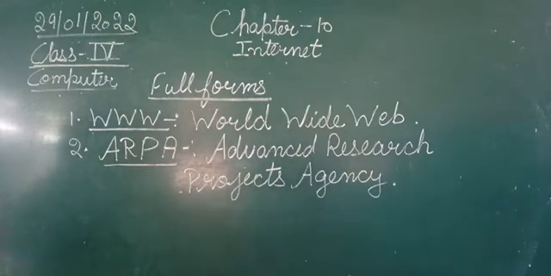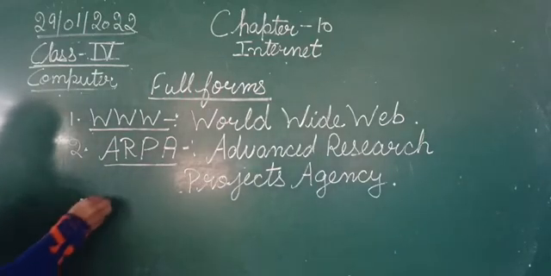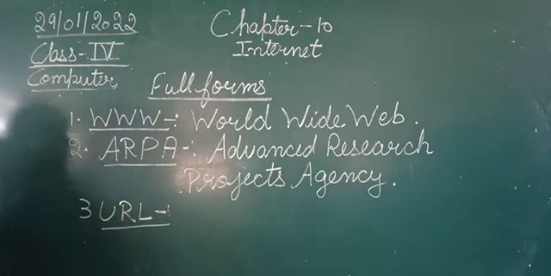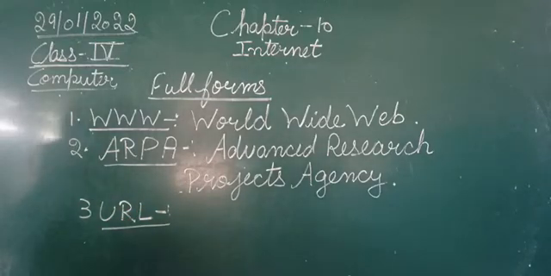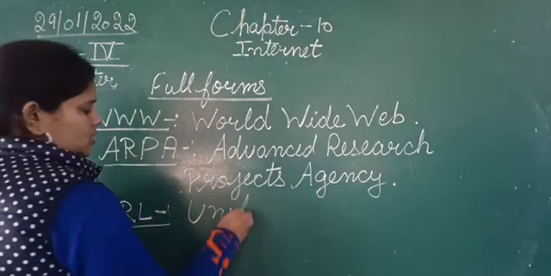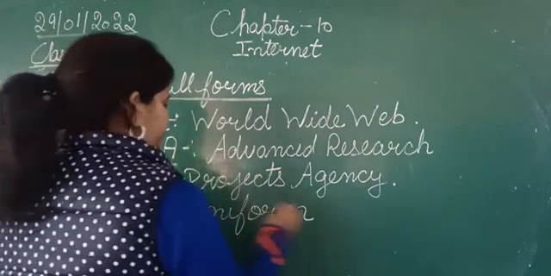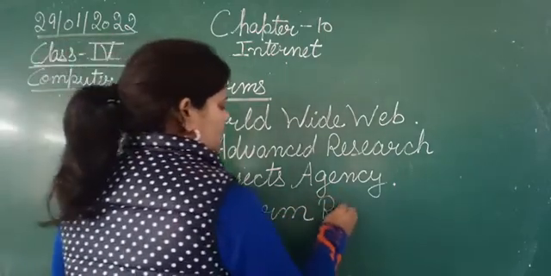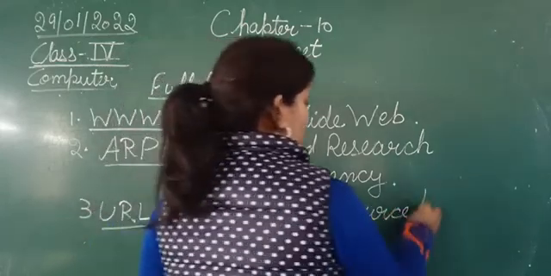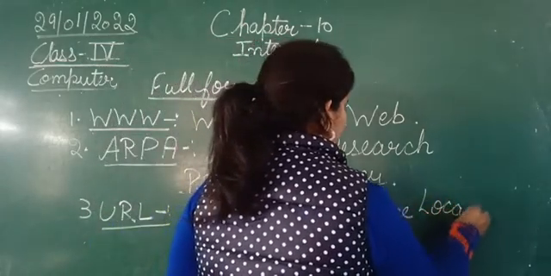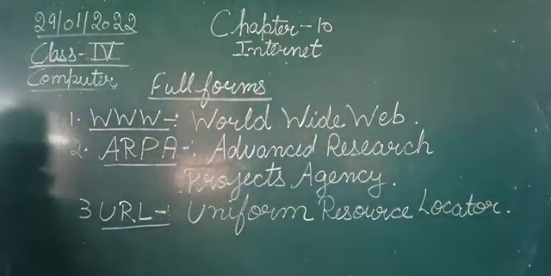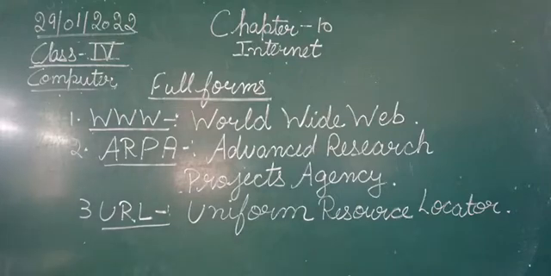Moving next to the third one, that is URL. The full form of URL is Uniform Resource Locator. What is the full form of URL? The full form of URL is Uniform Resource Locator.